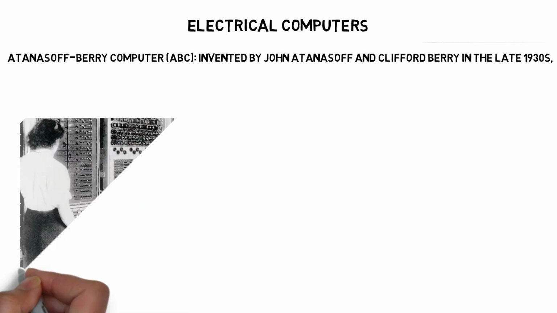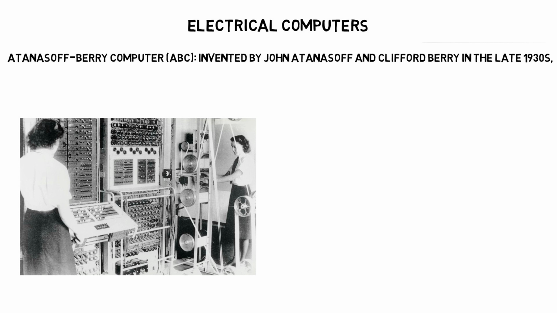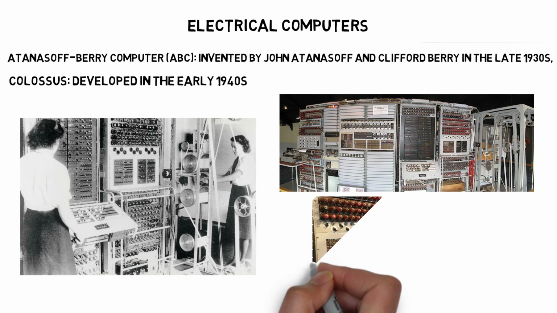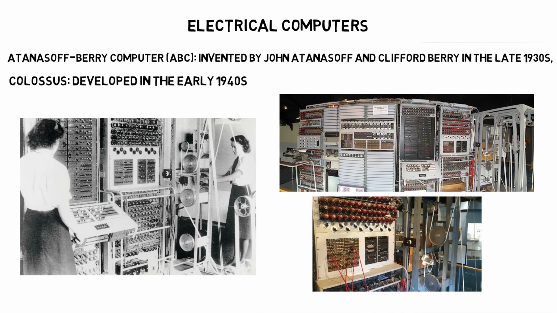Colossus. Developed in the early 1940s, Colossus was a series of computers used by the British to decrypt German codes during World War II. It used vacuum tubes and relays to perform calculations.